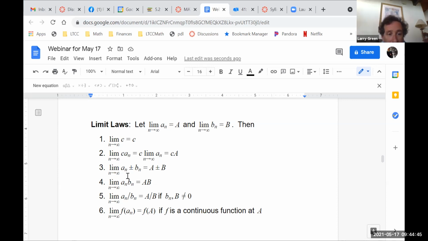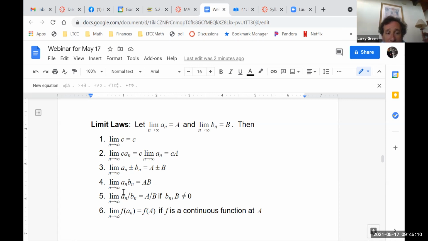Number 3 says that if you take a limit as n goes to infinity and you're adding two sequences, a sub n plus b sub n, or you're subtracting, you can split them up. And you could say it's the limit of a sub n plus the limit of b sub n, or minus the limit of b sub n. And that's going to be a plus b or a minus b. Any questions on that?